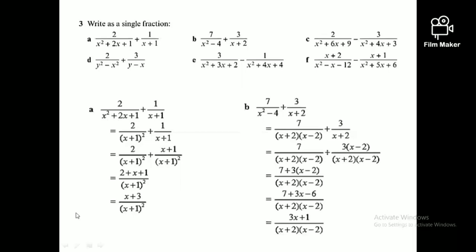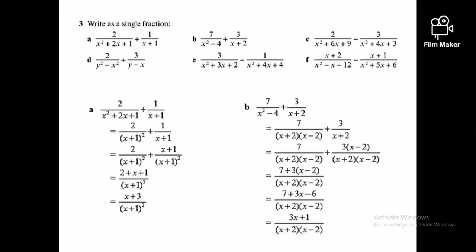Okay. Then you can say this is 2 over (x plus 1) squared plus 1 over (x plus 1). Then the LCM: here there are two (x plus 1), so the LCM should be (x plus 1) squared. If you cover (x plus 1) squared out of (x plus 1) squared, the answer is 1, 1 into 2 is 2. Then if you cover (x plus 1) from the common denominator (x plus 1) squared, another (x plus 1) remains. 1 into (x plus 1) is (x plus 1), which comes over here. Then 2 plus x plus 1, 2 plus 1 is 3. x plus 3 over (x plus 1) squared is the final answer.